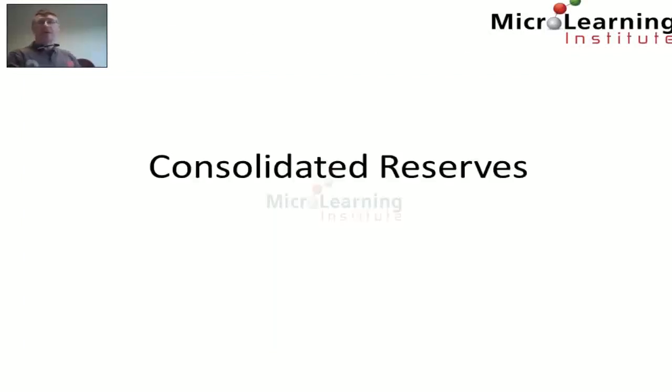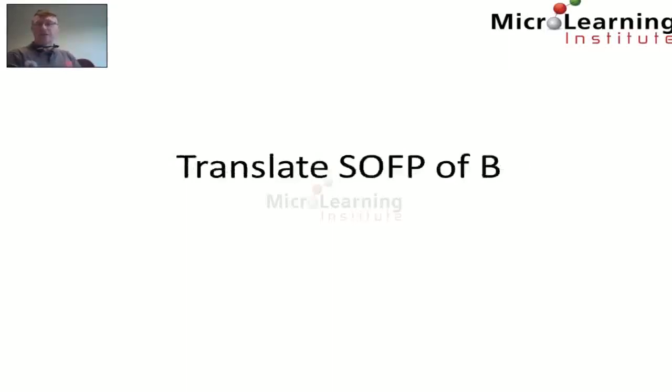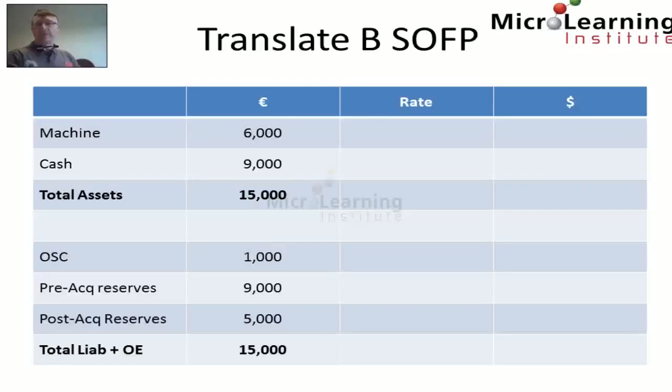Next, we can now prepare the consolidated reserves. So in order to prepare the consolidated reserves, we need to understand what are the post-acquisition reserves in dollars of Company B. So we do this by translating the statement of financial position of Company B. You remember that we saw this statement of financial position in an earlier slide for Company B, but of course it was represented in euros. We now need to translate it to dollars.